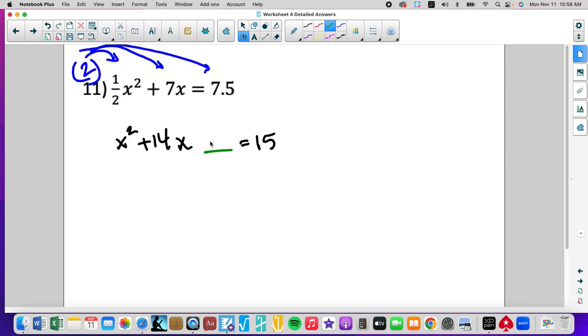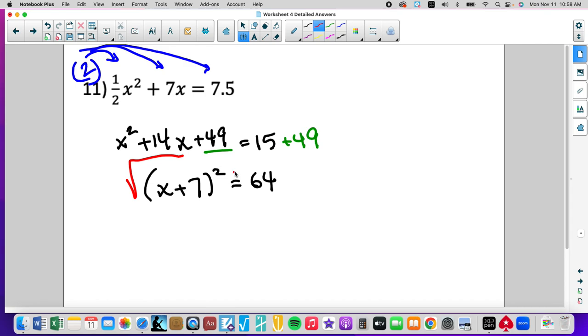And now we want that value. What value of C would make this a binomial square? So we take half and square it, which is 49. And we would need to add 49 to both sides. So this becomes x plus 7 quantity squared equals 64. We'll take the square root of both sides. x plus 7 equals plus or minus 8.